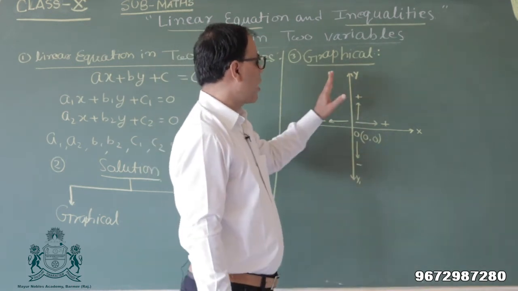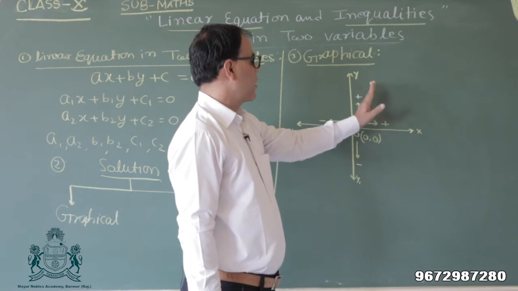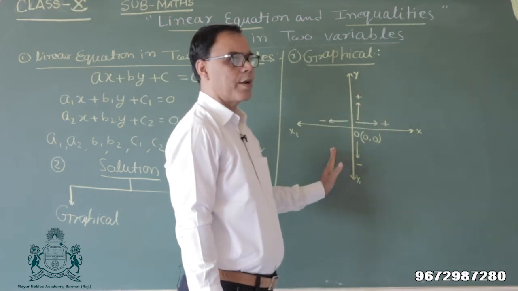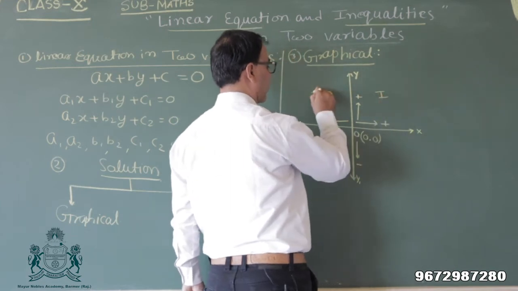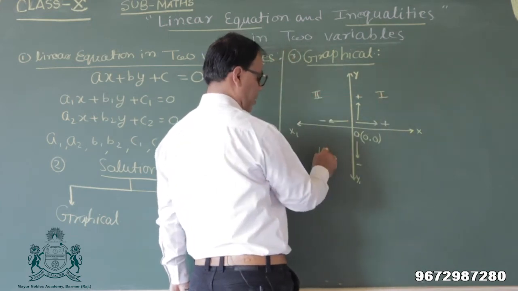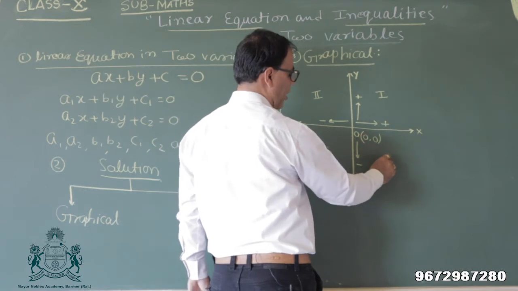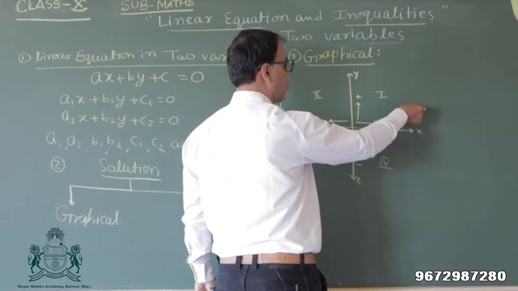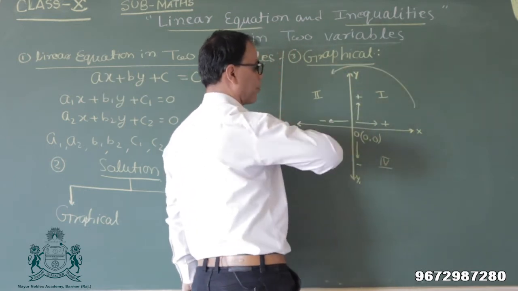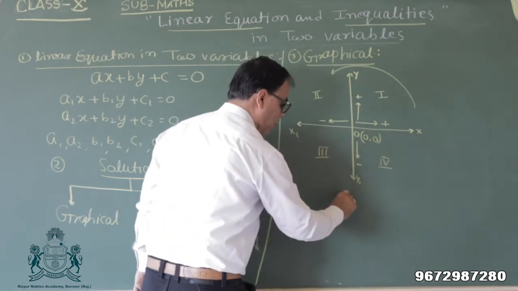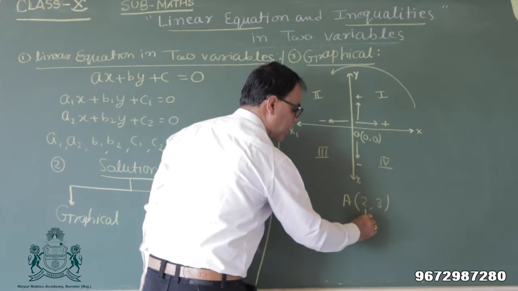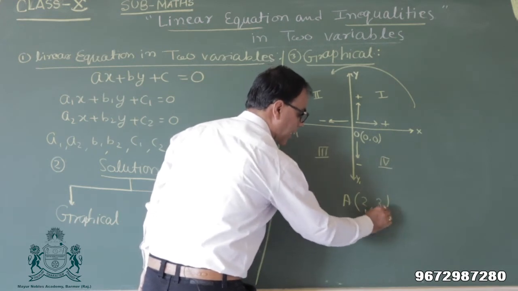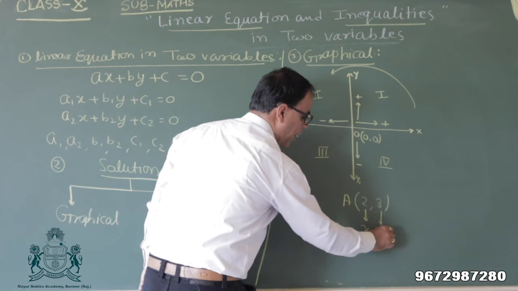Divided into 4 parts: first quadrant, second quadrant, third quadrant and fourth quadrant. Count anti-clockwise. Therefore, point A is 2 and 3. The first number is denoted by x and the second number is denoted by y.